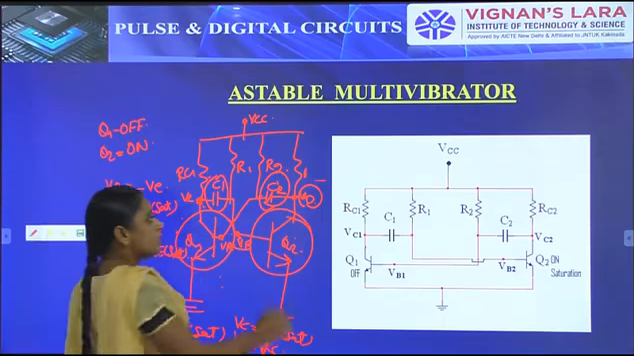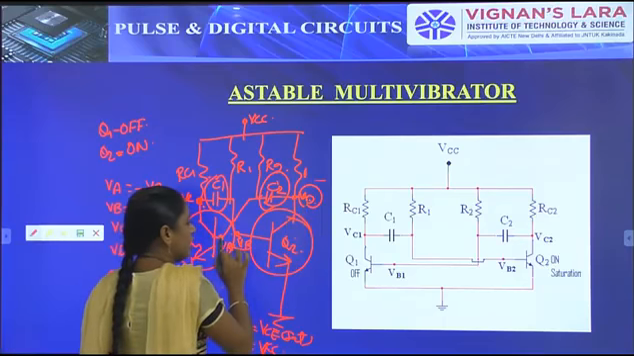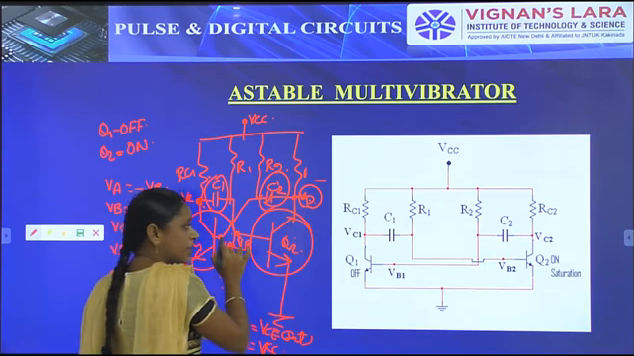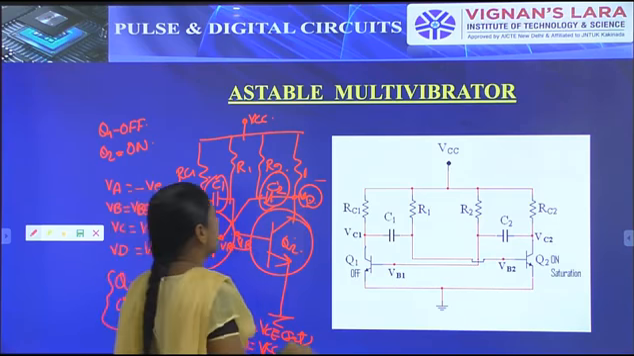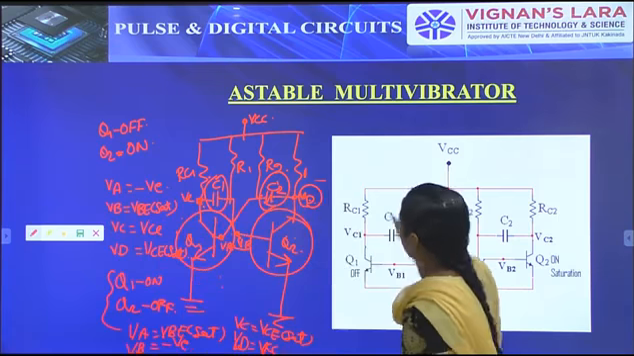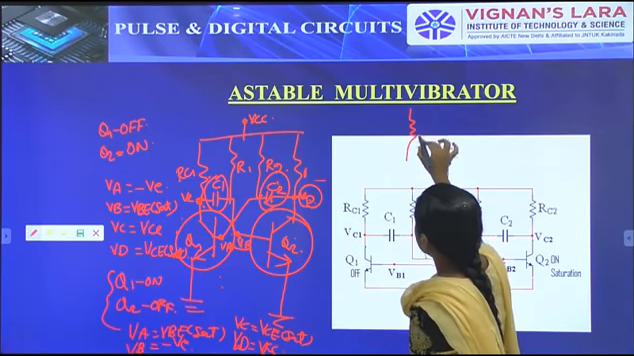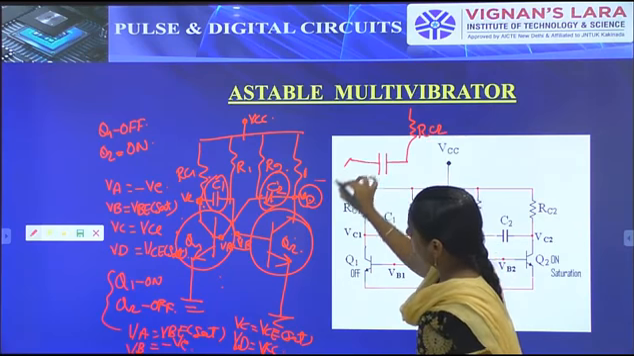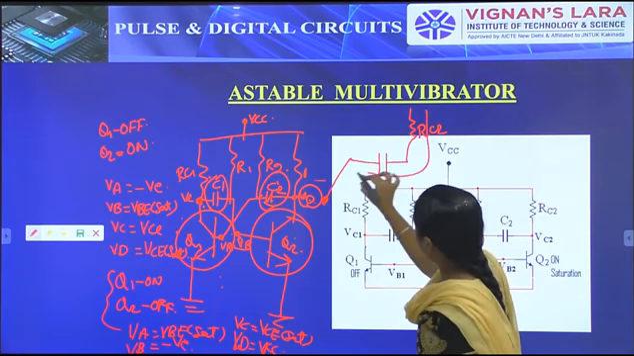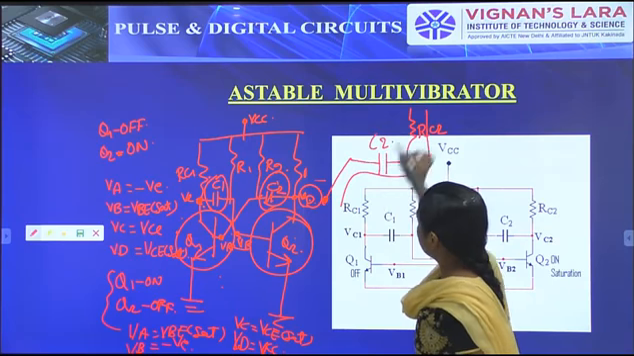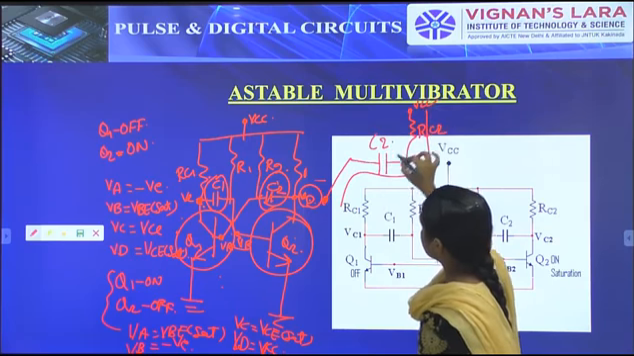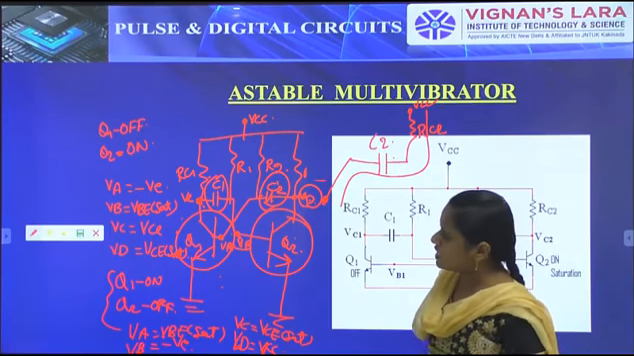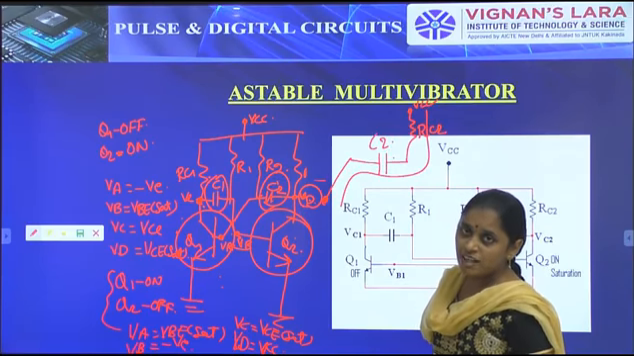Why? Because C2 is connected in between VD and VA. VD voltage is nothing but VCC and VA voltage is nothing but VBE saturation. In this particular time the capacitor C2 starts charging, through RC2 and C2. So the charging path will be like this. At the same time, what is the condition of C1? The C1 starts discharging.